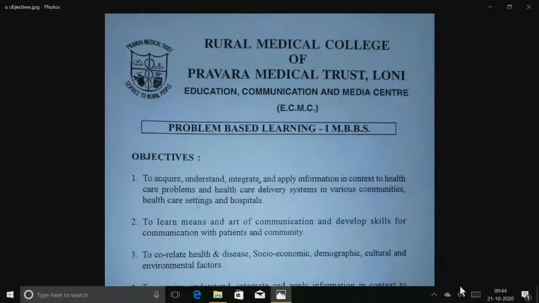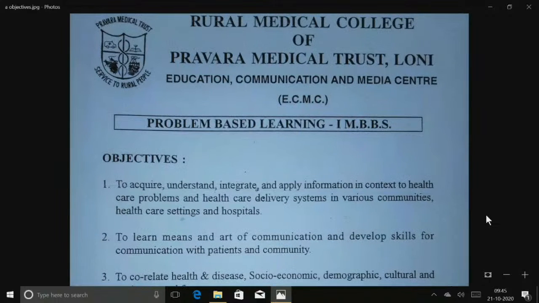So I'll just read out the objectives which are expected from PBL. Number 1, to acquire, understand, integrate and apply information in context to healthcare problems and healthcare delivery systems in various communities, healthcare settings and hospitals.